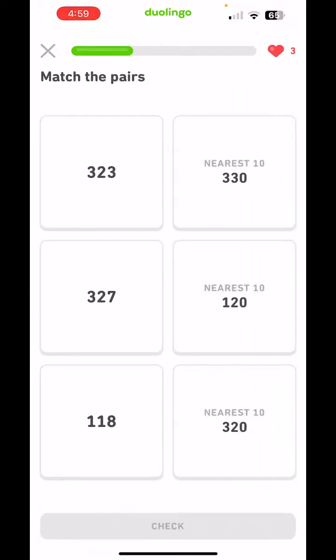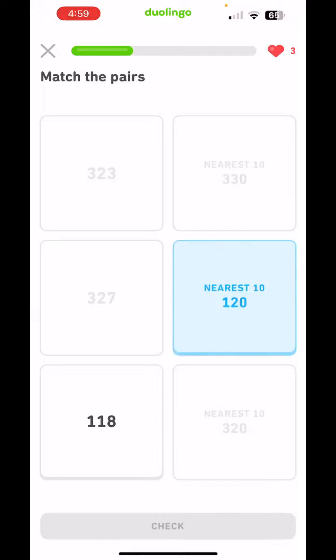Match the pairs. 323 to the nearest tenth is 320. 327, the nearest tenth is 330. And 118 to the nearest tenth is 120.